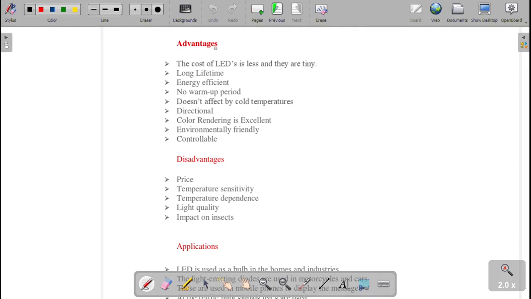Next, what are the advantages? A few advantages you can say for the Viva: long lifetime, and energy efficient. No warm up time is required. Immediately it will respond to the current, and it is not affected by cold temperature. Directional, like that. Anything you can say. And the disadvantages are temperature sensitivity, temperature dependence, and light quality. So these are the disadvantages.